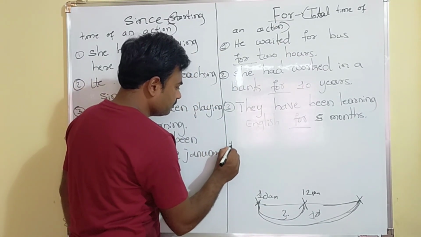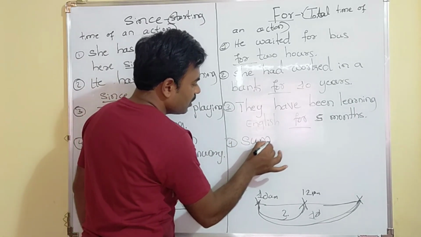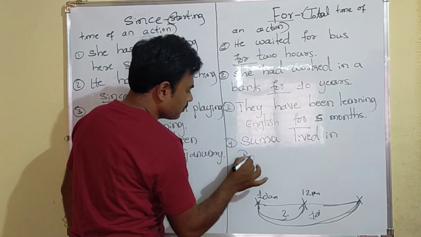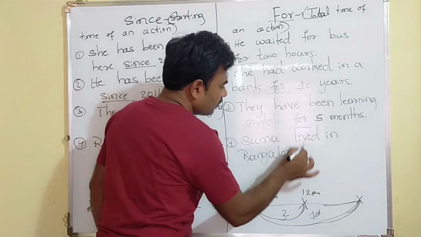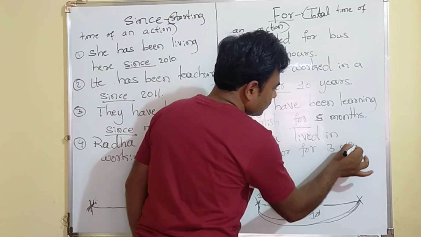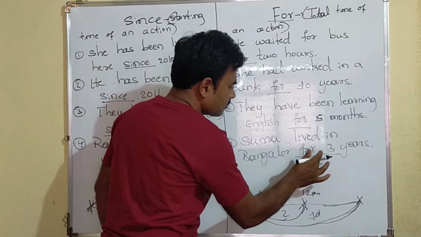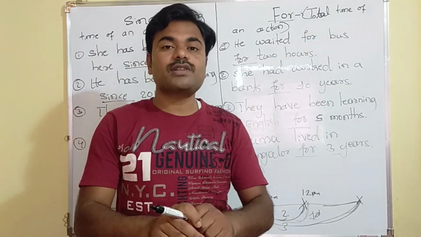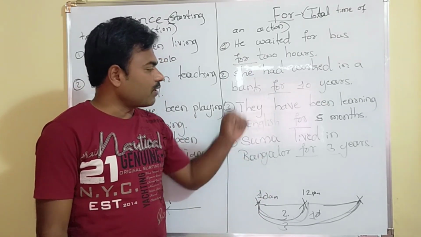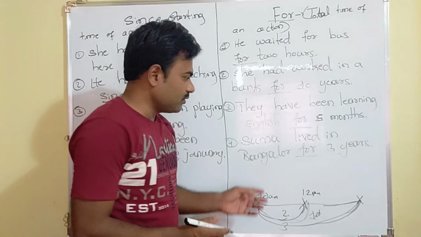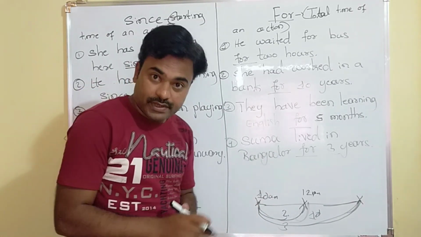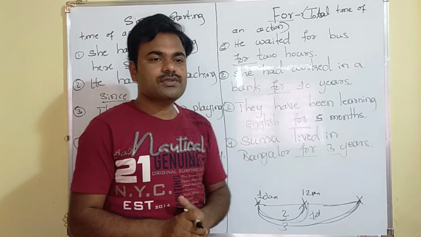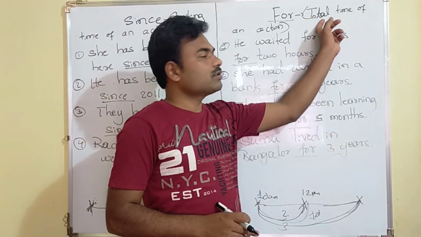Another example: Suma lived in Bangalore for 3 years. This is the total time of the action. She lived in Bangalore for 3 years. So when we talk about the total time of an action, that time we use for. When we use for, we can use any tense. We can use it in present perfect tense, present perfect continuous tense, and in future tense also. For is used to denote the total time of an action.